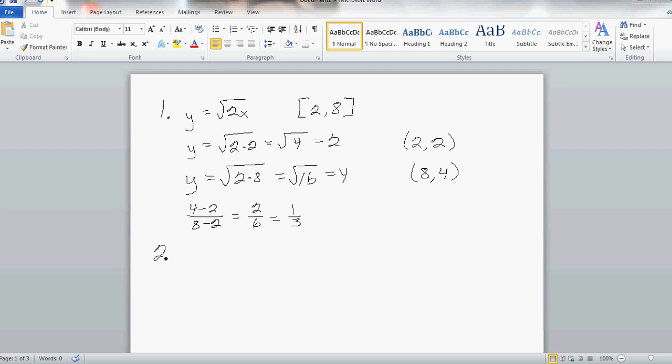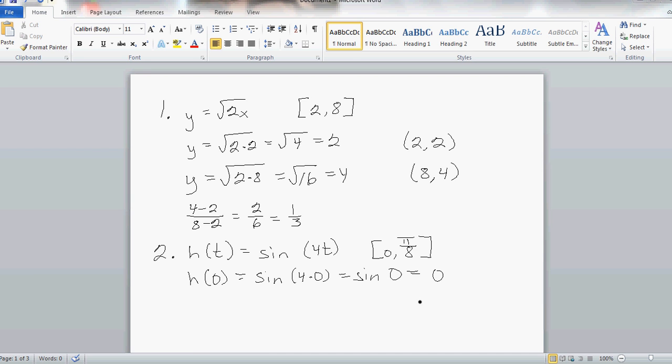Doing the same thing for problem number 2, we get h of t equals the sine of 4t, and we're going over the interval 0 to pi over 8. The first thing we're going to do is plug in the value of 0. So we get the sine of 4 times 0, which of course is the sine of 0, which we all remember equals 0. So our point here would be the point (0, 0).